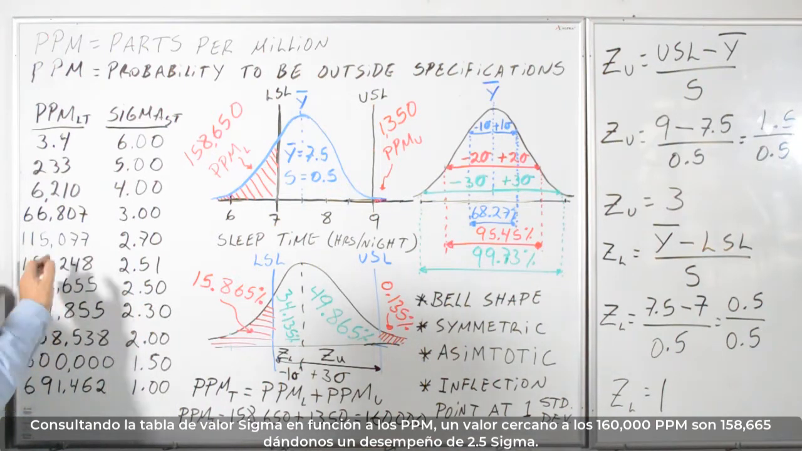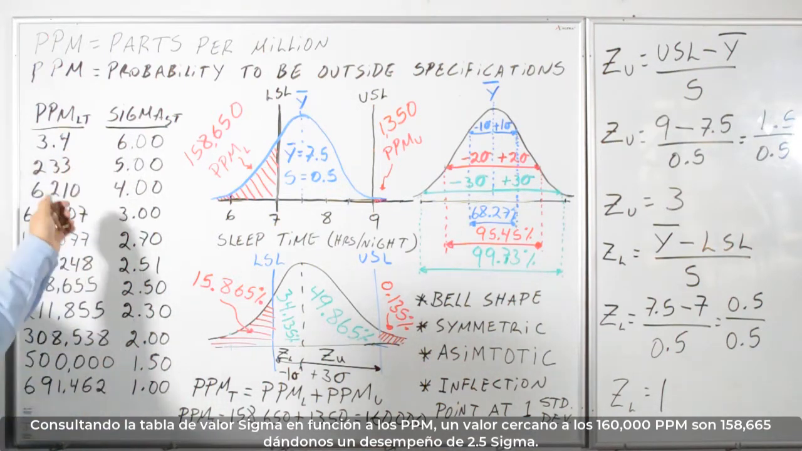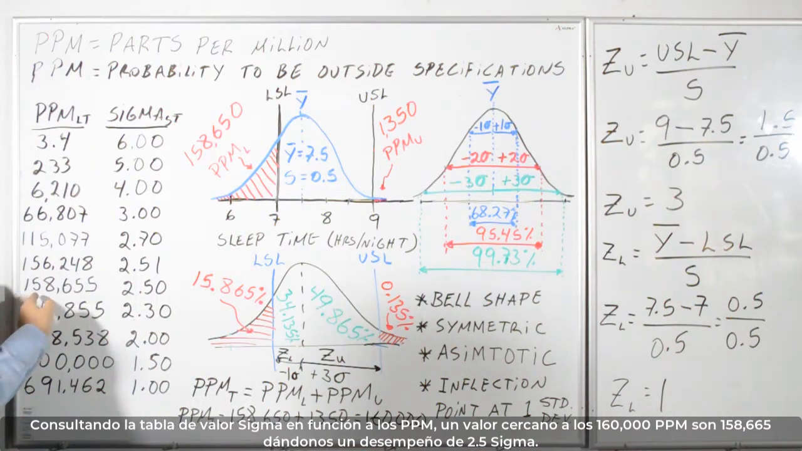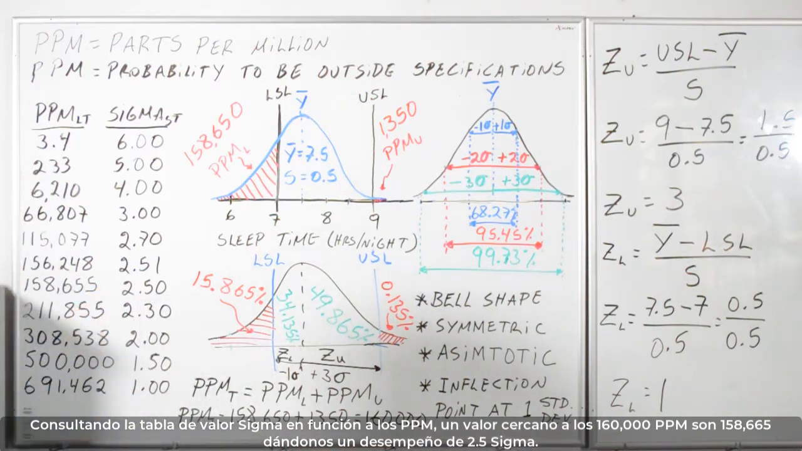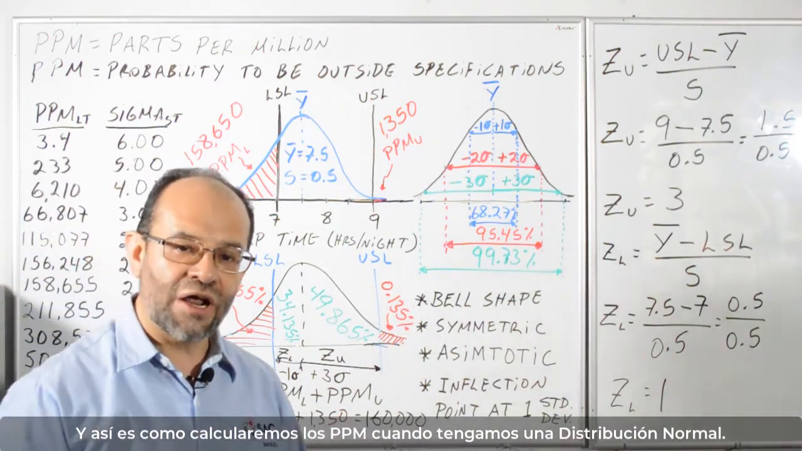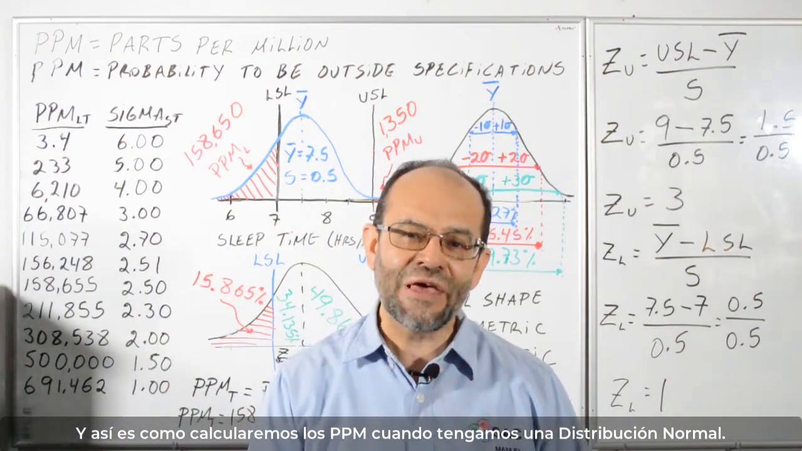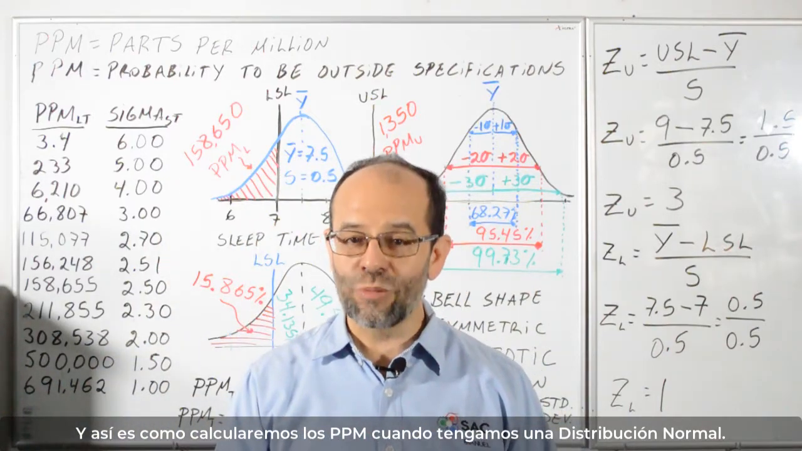Which is basically 2.5 sigma. If you take a look at the sigma value and the PPMs, 158,000 is very close to 2.5 sigma. And that's how we calculate the PPMs when we are having a normal distribution.